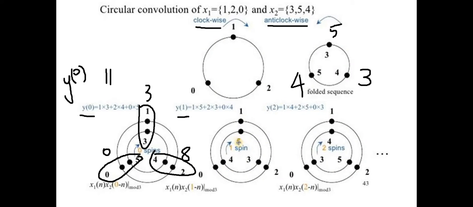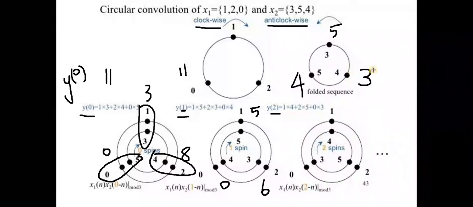Again you multiply. 1 into 5 is 5. 2 into 3 is 6. And 4 into 0 is 0. So 5 plus 6 is again 11. This is the y of 1 value. Then we are going to see the y2 value. Again shift it. Second spin. We have given the first spin and second spin, as this n value indicates the number of spins. So just spin it around again.